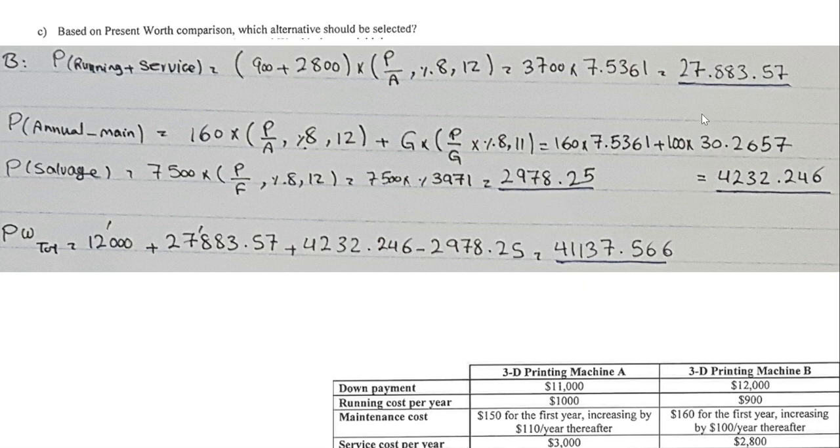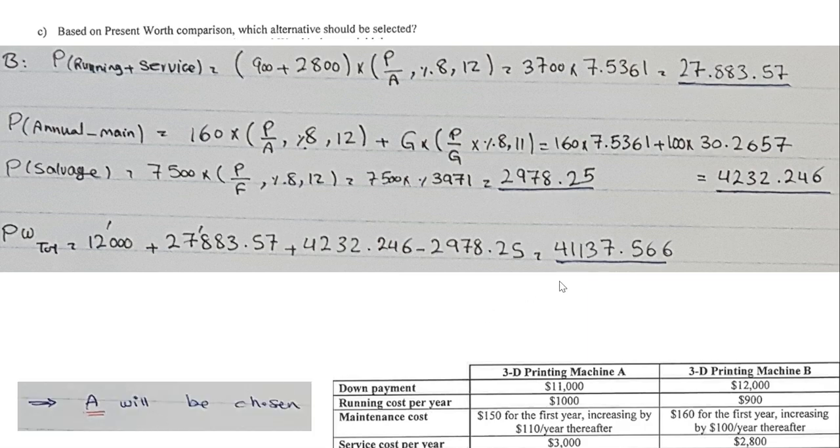Now is the time for adding all together, plus this one. This one is the present worth, so we shouldn't change it using any factor. So we'll add them all together. Just keep in mind that the salvage value is minus because the rest of them are costs and the salvage is income. The total value would be 41137.